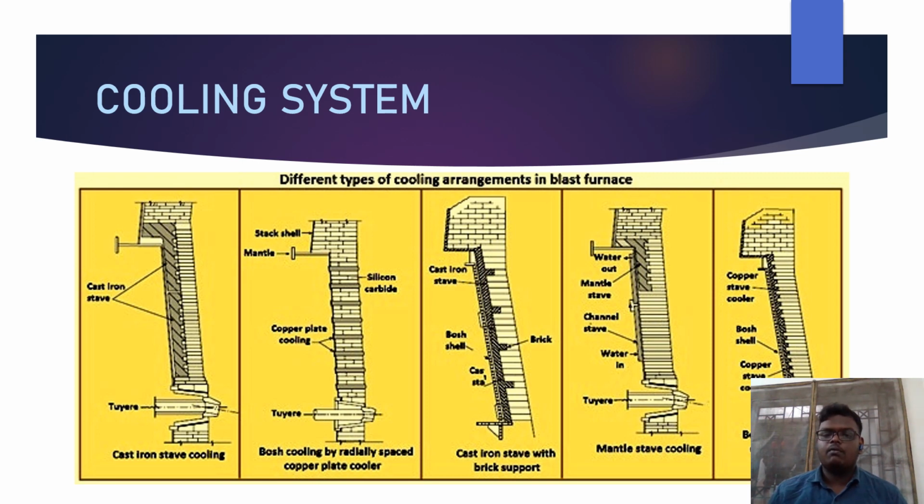These are the types of cooling arrangements in blast furnace: cast iron stave cooling, mass cooling by radial spaced copper plate cooler, cast iron stave with brick support, mantle stave cooling.